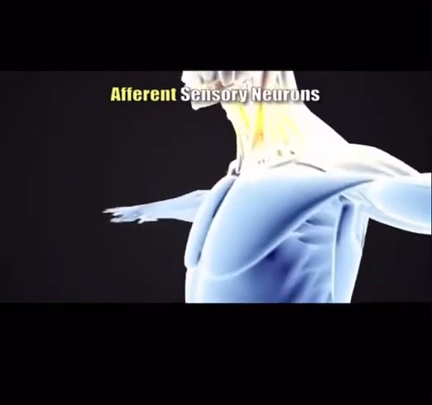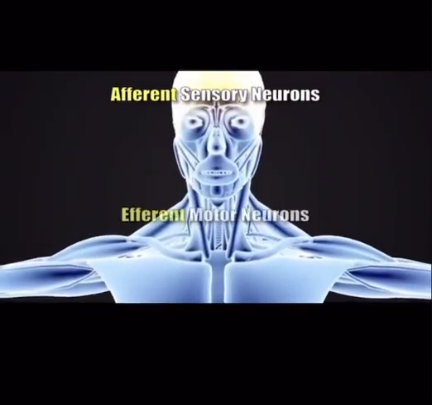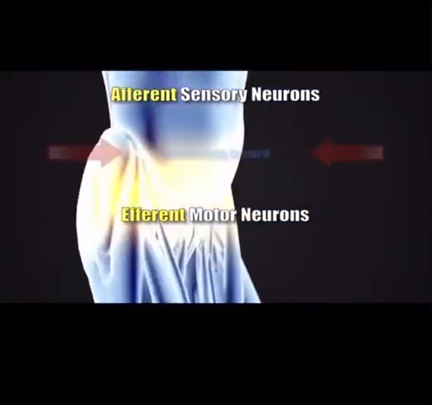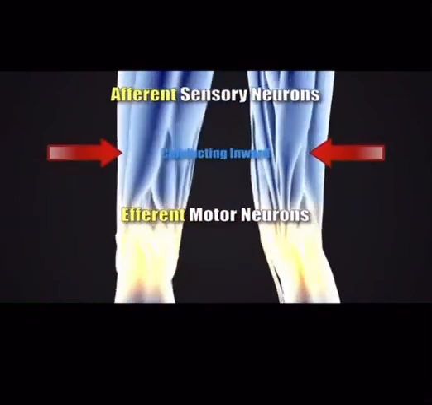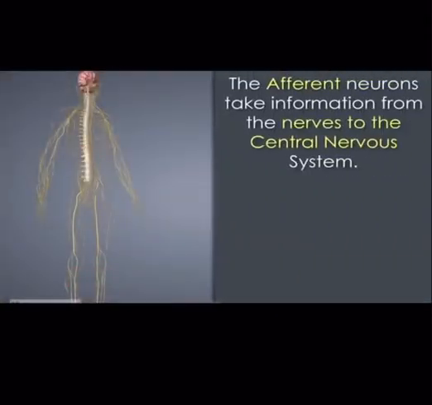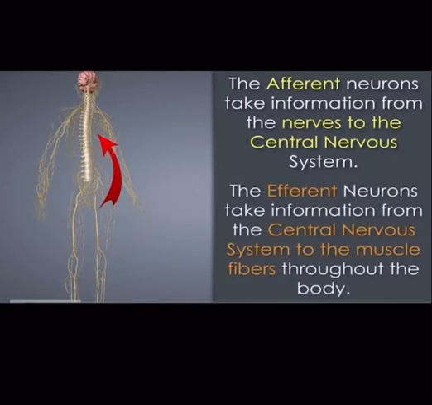The structure allows communication to happen between the nervous system's afferent sensory nerves and efferent motor nerves. Afferent simply means conducting inward, and efferent means conducting outward from inside the spinal cord. So the afferent nerves take information to the central nervous system, and the efferent nerves take information from the central nervous system to the muscle fibers throughout the body.